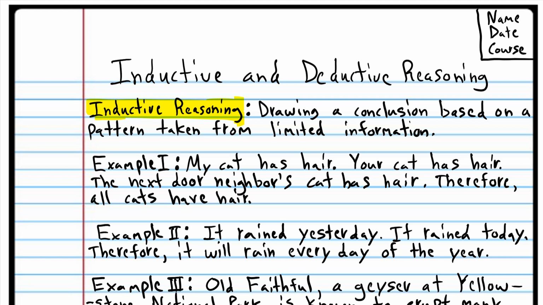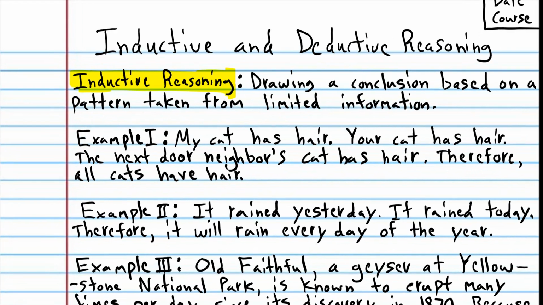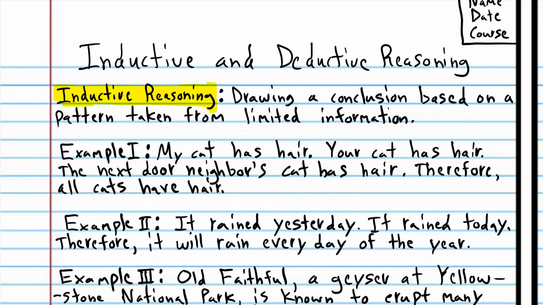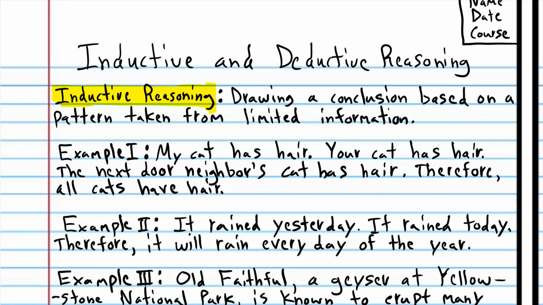Now, we're going to start by talking about inductive reasoning. It's best to just give you an example rather than read that complicated definition. So example 1, this is inductive reasoning. My cat has hair. Your cat has hair. The next door neighbor's cat has hair. Therefore, all cats have hair.